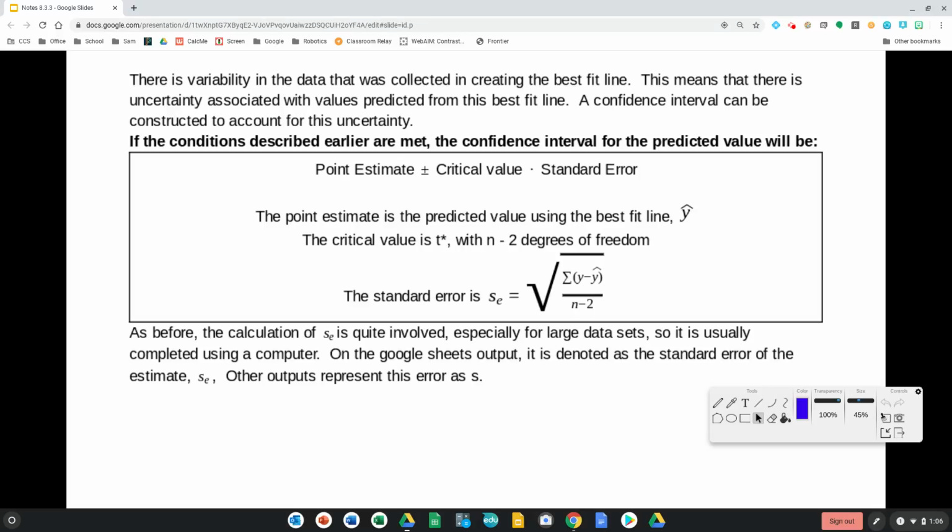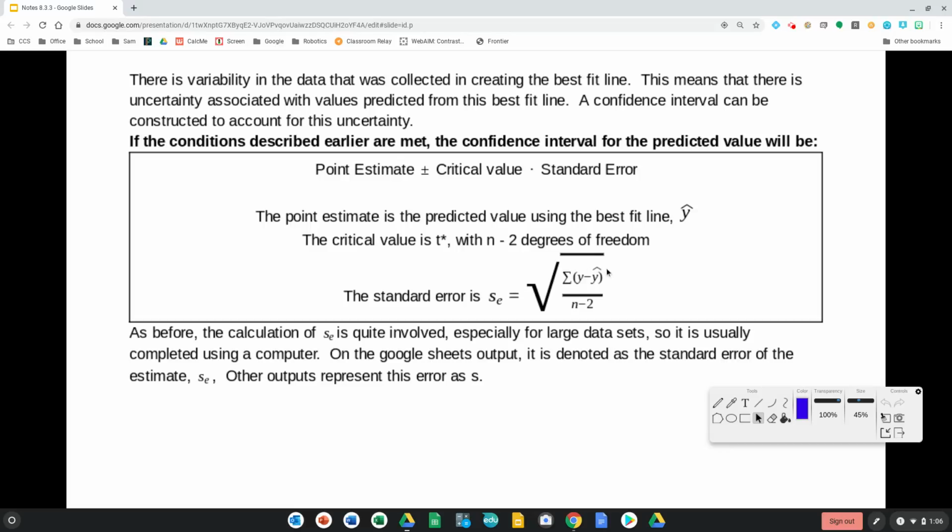Our critical value is going to be a t value, and we're going to use n minus 2 degrees of freedom, because there's two things that we're basing this estimate off of that have variability. There's the variability in the slope and the variability in the y-intercept. So that's one of the reasons why we have n minus 2 degrees of freedom. And then the standard error, this is our equation for standard error.